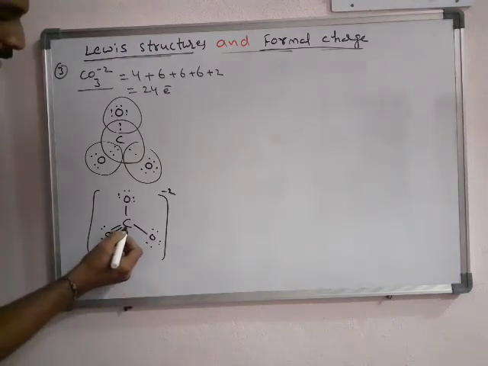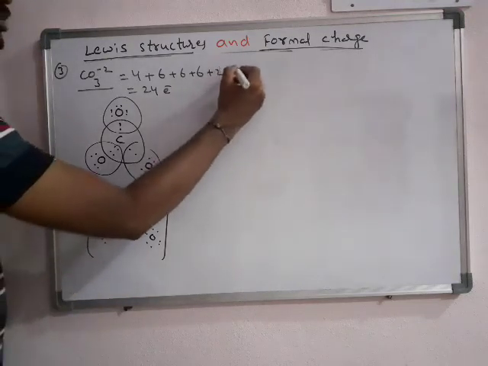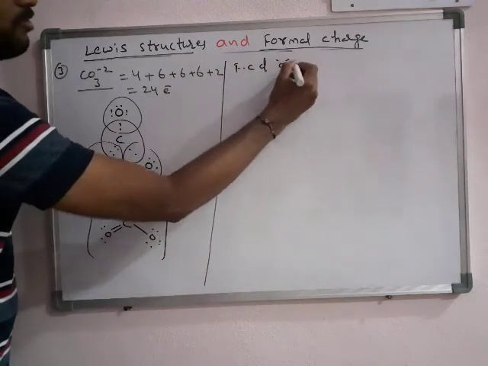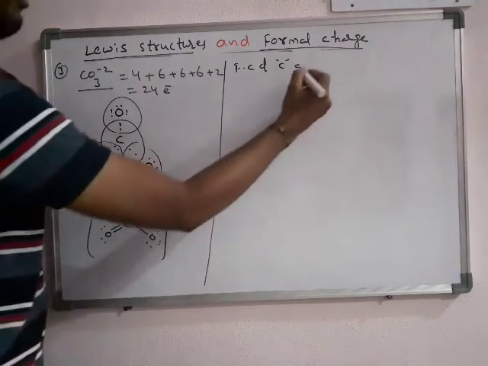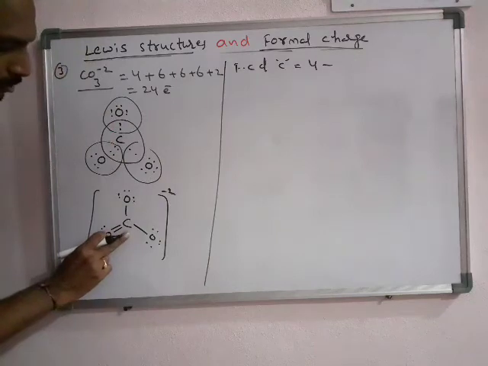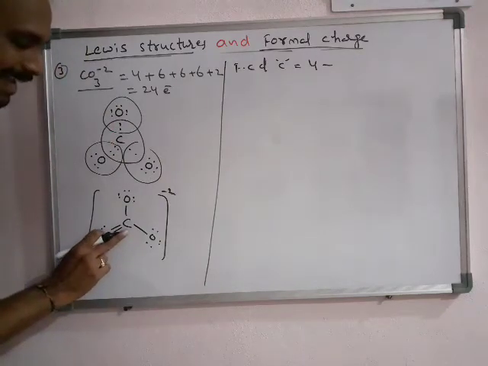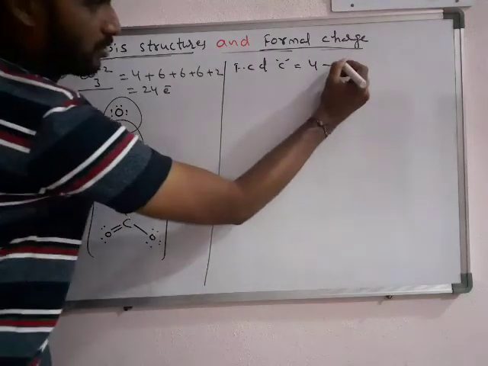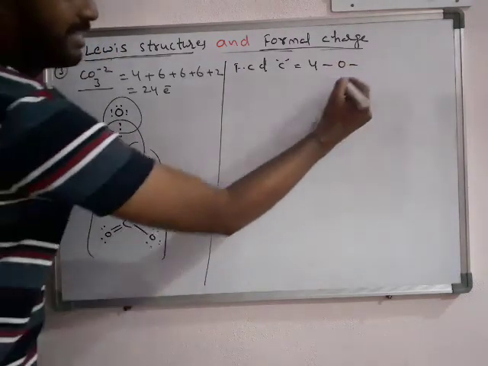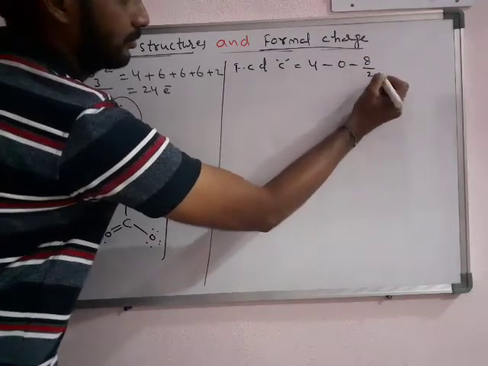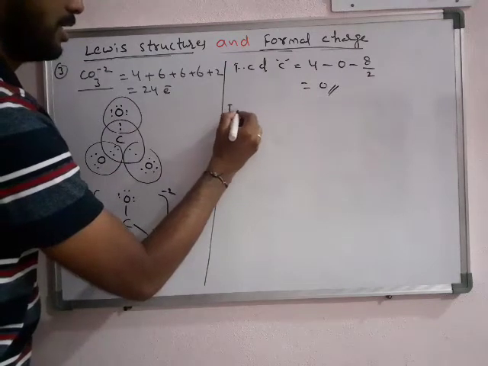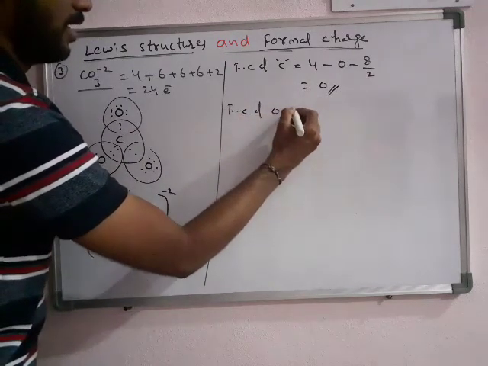Now we calculate the formal charge of the carbon atom and the oxygen atoms. You see the formal charge of carbon in carbonate, according to the formula: number of valence electrons minus number of lone pair electrons. There is no lone pair of electrons. Then the number of bonded electrons: 4 bonds means there are 8 electrons. So finally we get 0.